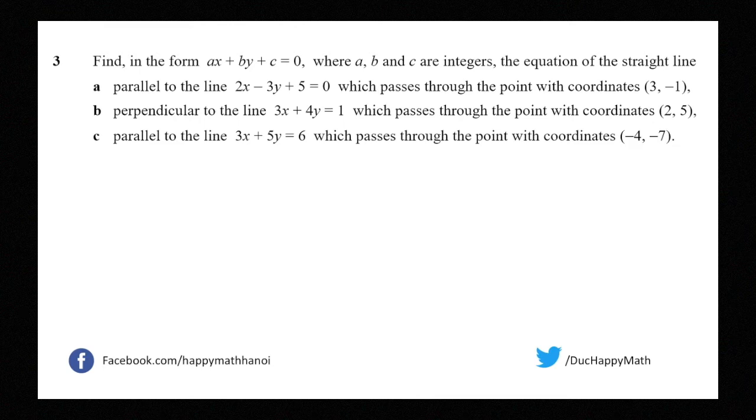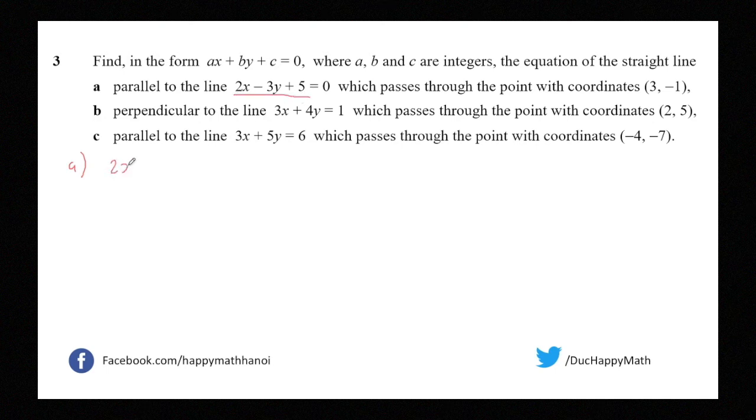Question 3. Find, in the form ax + by + c = 0 where a, b, c are integers, the equation of the straight line. Question A: parallel to the line 2x - 3y + 5 = 0, which passes through the point with coordinates (3, -1).